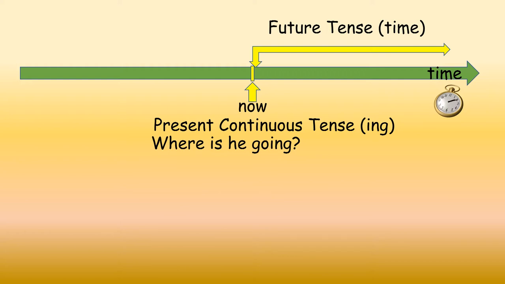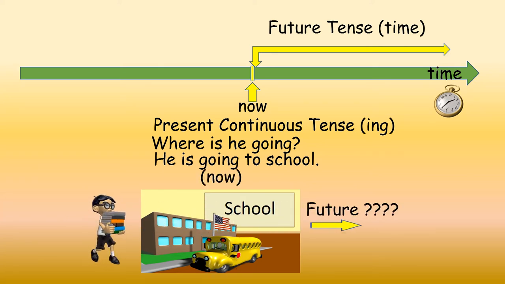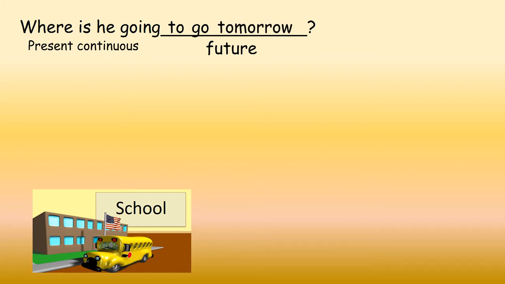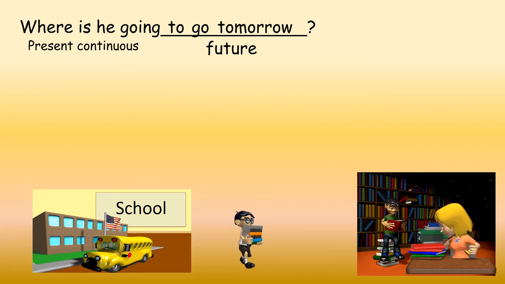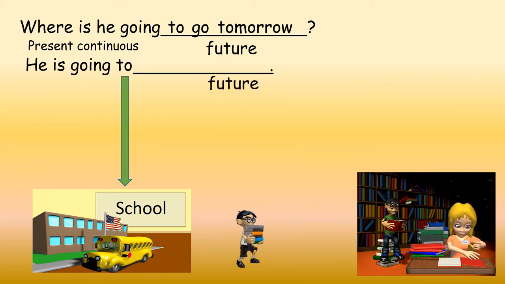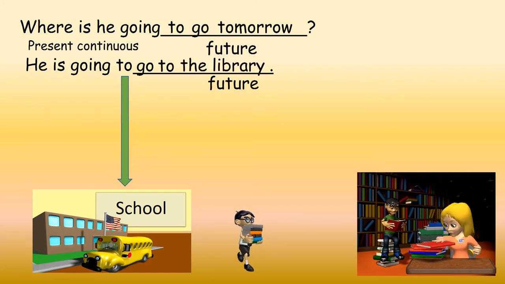Present continuous tense, where is he going? He is going to school. Now, the future. Where is he going? Present continuous. Future. Where is he going to go tomorrow? Where is he going? Present continuous. He's going to school. Future. He is going to go to the library.